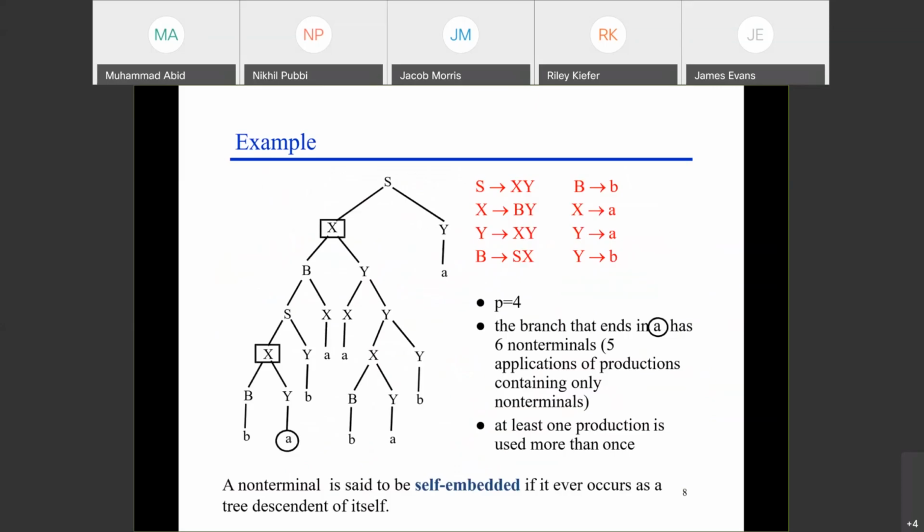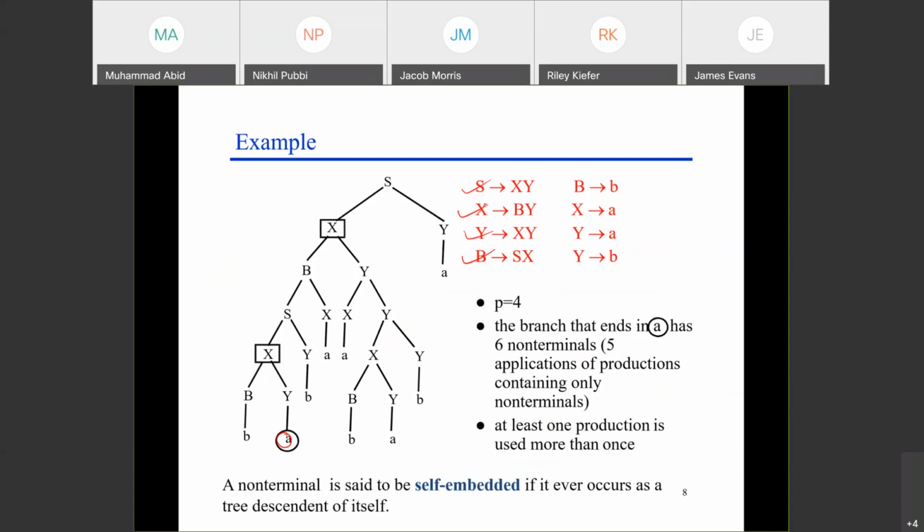Now look at this one. So we have this grammar here, and in this grammar, P is equal to 4. So we have one, two, three, four live productions. Okay. So when you have four live productions, it means that the branch that ends in A has six non-terminals. If you see this, it has six non-terminals, the branch that ends in A.